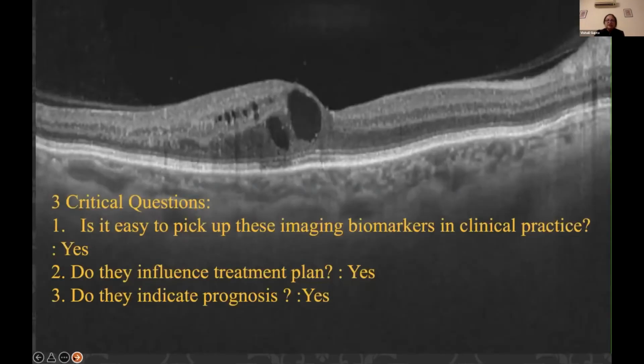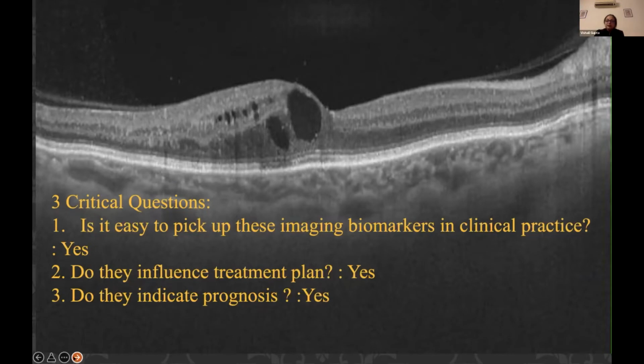So 3 questions we started with, and we are going to end with answers to those questions. The first, is it easy to pick up these imaging biomarkers in clinical practice? Yes, they are straightforward. We just have to look at them. Do they influence treatment plan? Yes, because the presence of markers like hyperreflective dots and subfoveal serous detachment may give you a clue that this patient is unlikely to respond to anti-VEGF therapy.